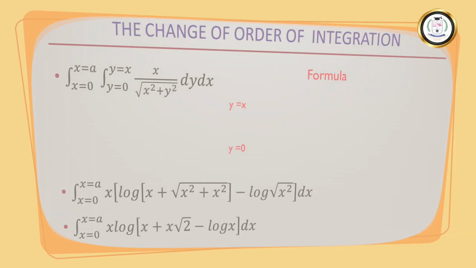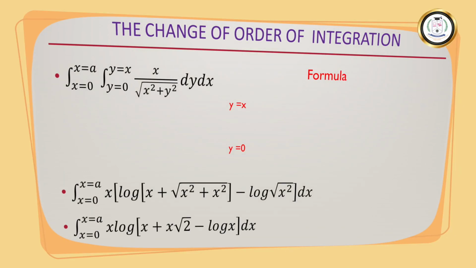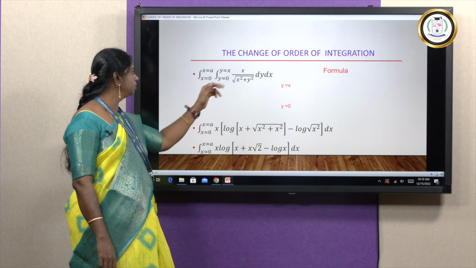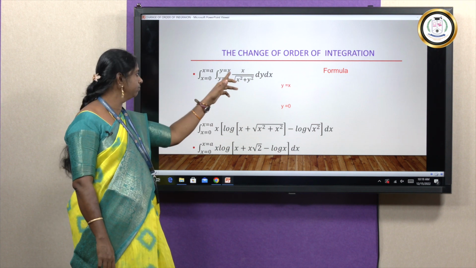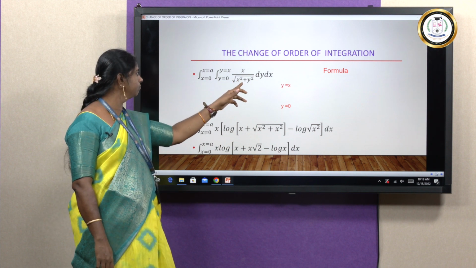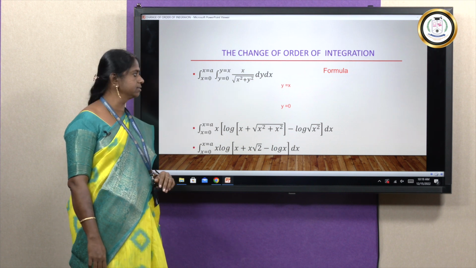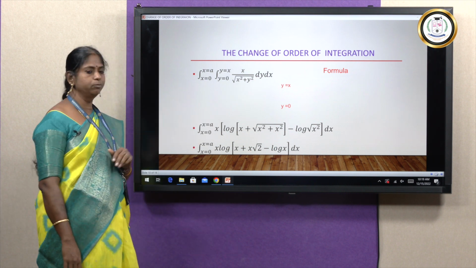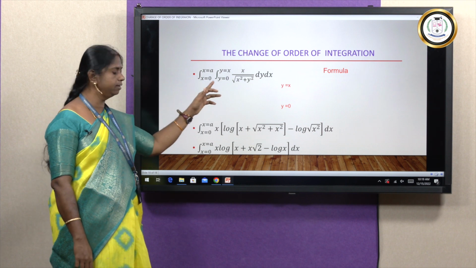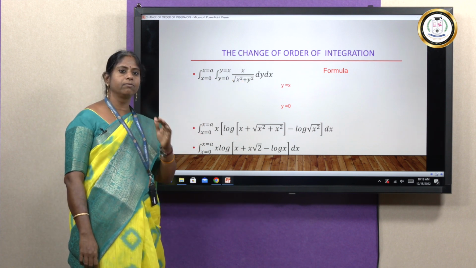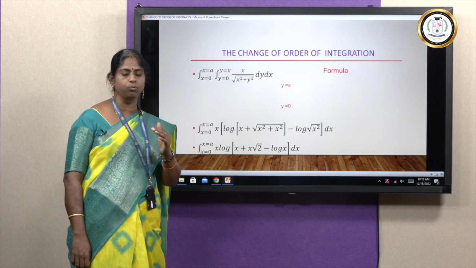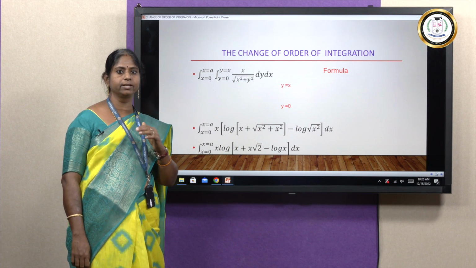Now we will see the double integral. Integral x equal to 0 to a. Now, we have changed the limits for y, from 0 to y equal to x. Then the integrand is x by square root of x square plus y square dy dx. Now, this integrand is going to be integrated with respect to y. So, remember, when I am integrating with respect to y, the variable x is treated as constant.